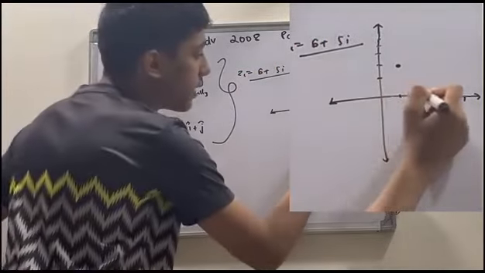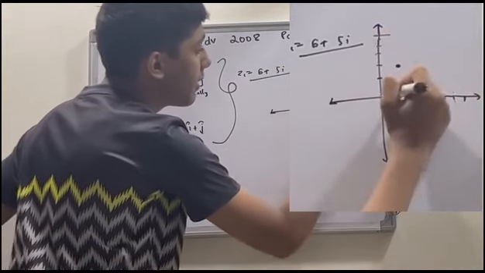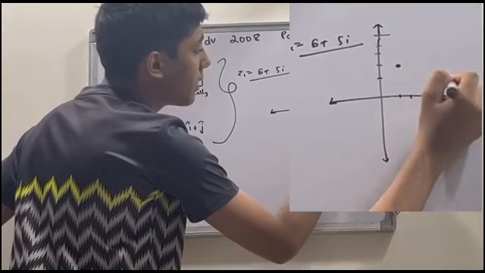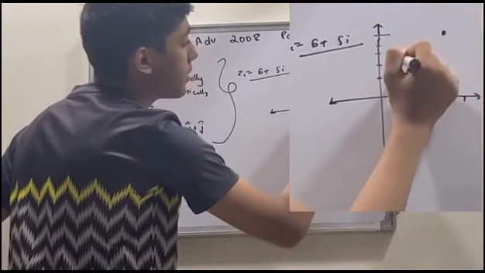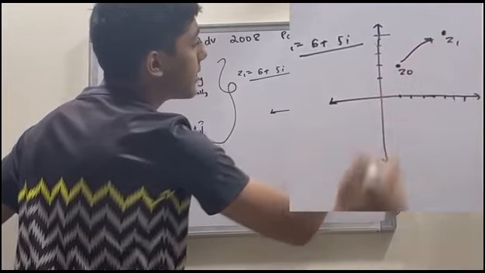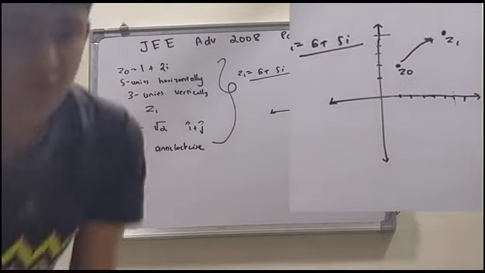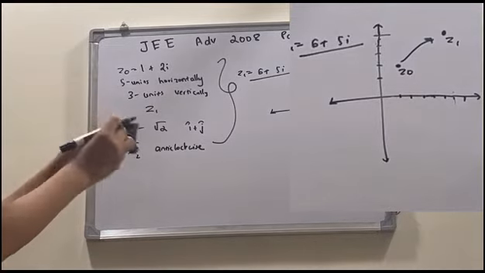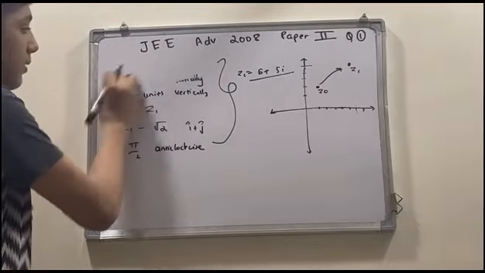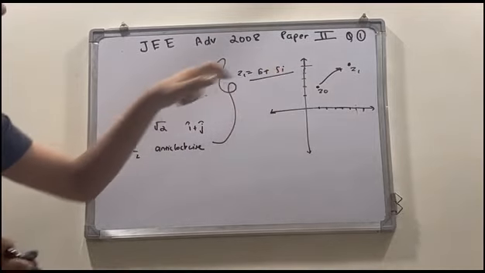So 1, 2, 3, 4, 5, 6, 6, 1, 2, 3, 4, 5. It's going to reach here. This is my z0 and this is my z1. So now what the question has told us. Basically I have finished this part. All this data has been used to reach this point. z1 is 6 plus 5i.